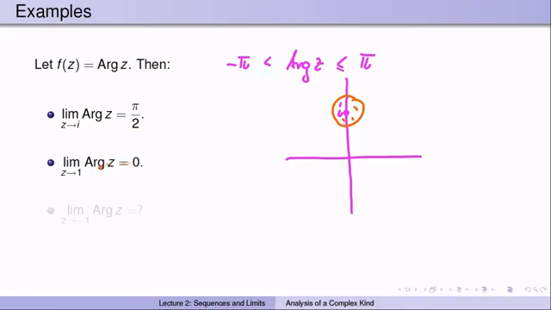How about the argument of z as z approaches 1? 1 is over here. And again, I can draw a small disk around 1, and the arguments above the real axis are going to be a little bit bigger than 0, and below the real axis less than 0, but they're all pretty close to 0 around here. The smaller I draw my disk, the closer these arguments will be to 0. So the limit of the argument is 0.